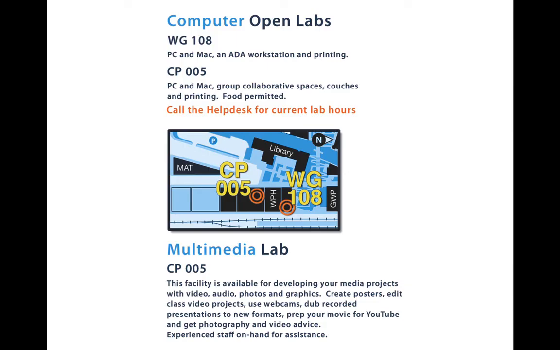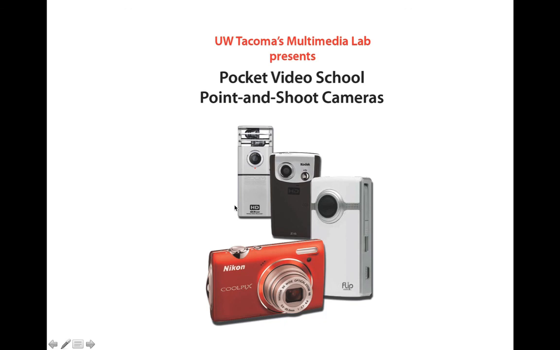So once again, you're going to go to WG 108 right above Subway and get your video gear at the media equipment checkout. And then when you're all finished, bring your camera and your footage down to Cherry Park 005. And I forgot to tell you, that's right behind Indochine on Pacific Avenue, down on the ground floor, 005. That's where you're going to find somebody to walk you through all the steps for your post-production.